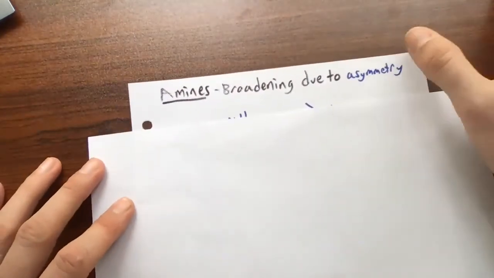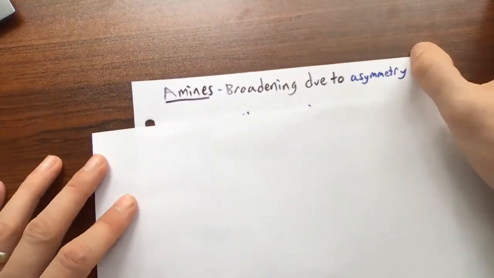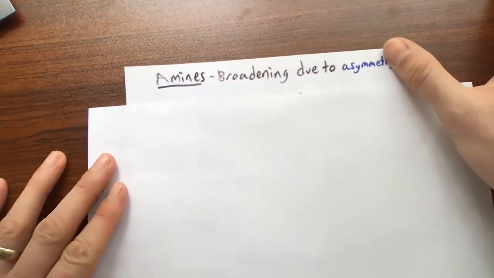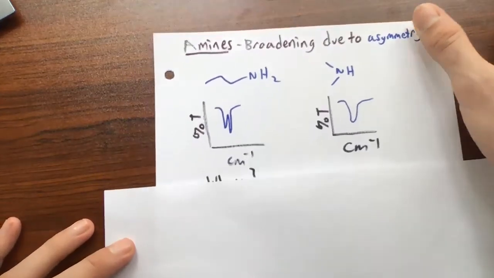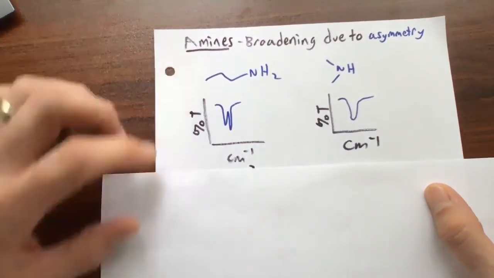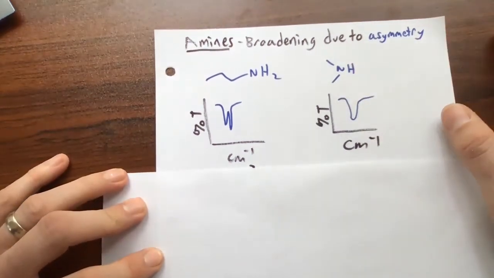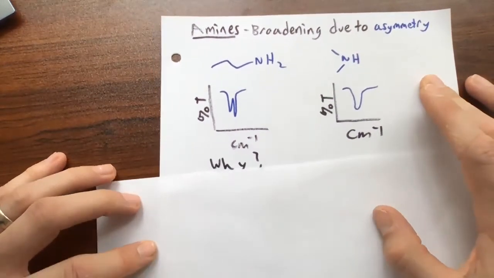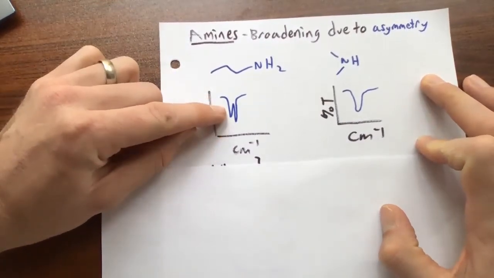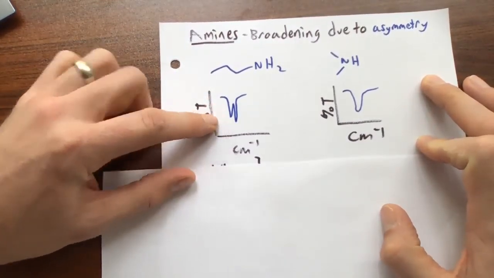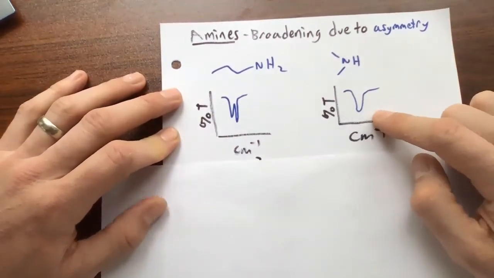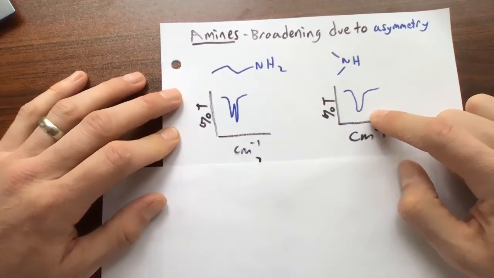One kind of funny IR spectra that you might run across are those of amines. And amines have a broadening not due to hydrogen bonding per se, but due to asymmetry. So for instance, if you have these two amines, perhaps propylamine and dimethylamine, the two spectra will look very different. In the propylamine, you'll have two peaks, one slightly broader than the other, but in the dimethylamine, this one, you'll have one broadened peak. And why might that be?